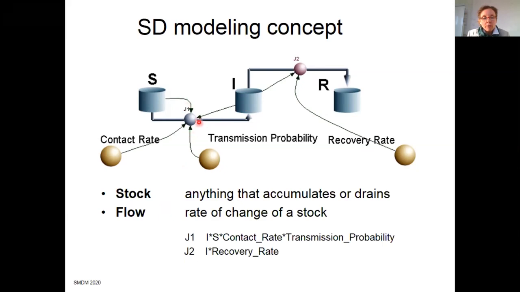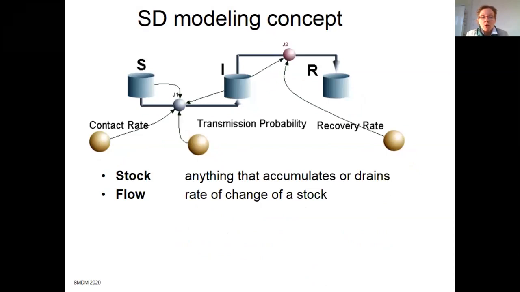And here, you could even think of a tap that you would turn, that in the end controls how much flows from the susceptible to the infected. This is the formula given here: the infected times the susceptible times contact rate times transmission probability. And then the flow from infected to recovered is the infected times the recovery rate.